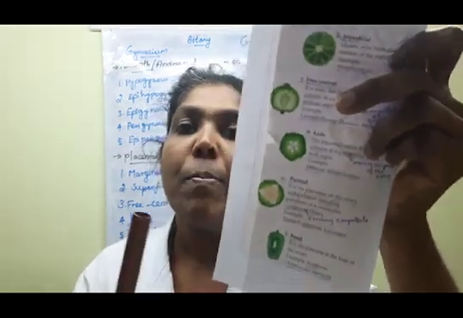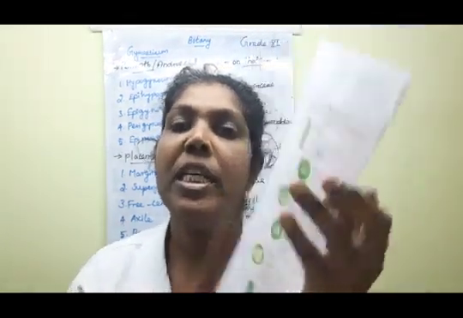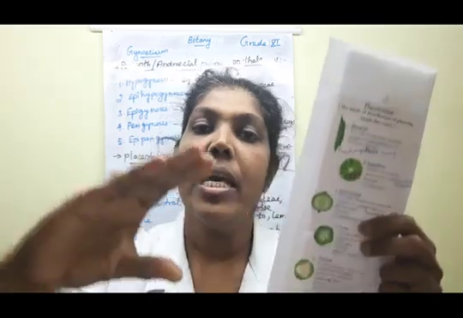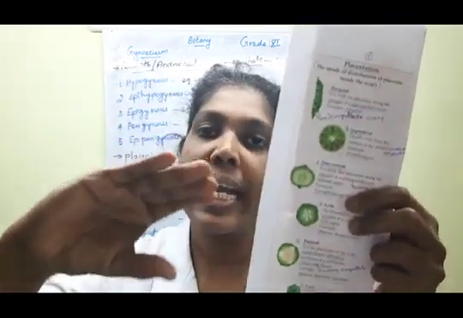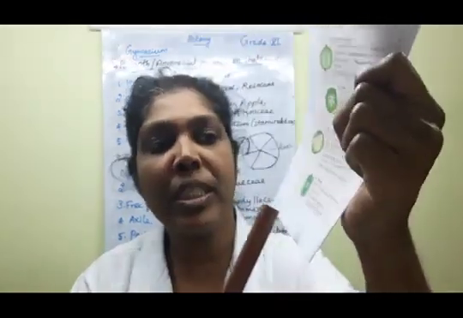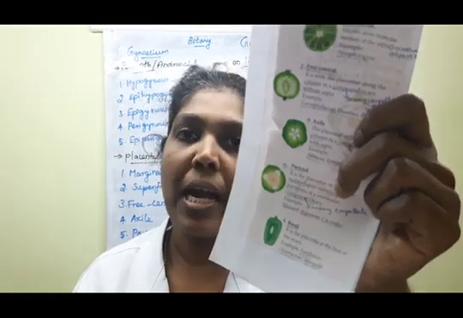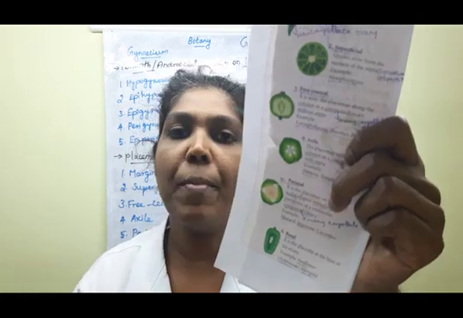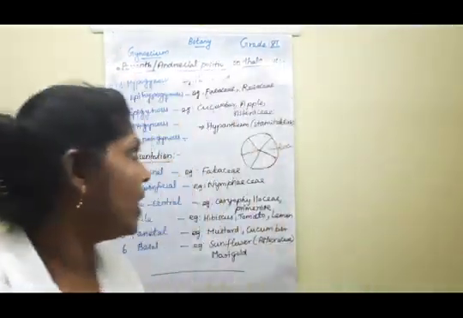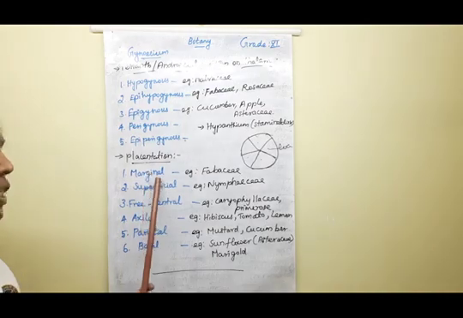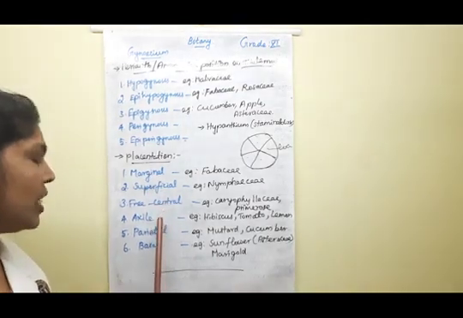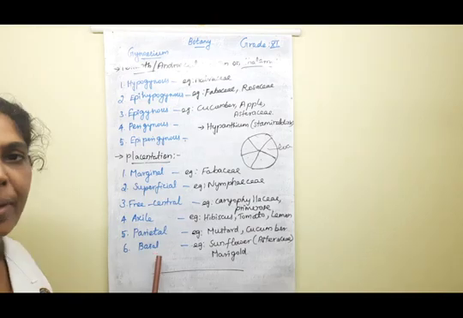The last one, basal placentation. Basal placentation means the placenta arises from the base of the ovary. Clear? So this is the ovary, and from the basal region the placenta arises. This type is known as basal placentation. Are you understood, ma? So these are the 6 types of placentation. Once again, the types are marginal, superficial, free central, axile, parietal and basal.